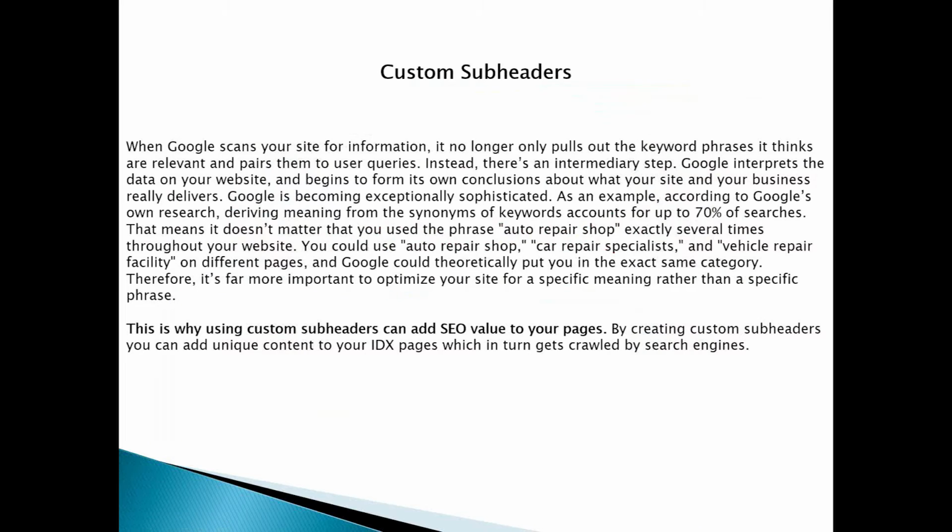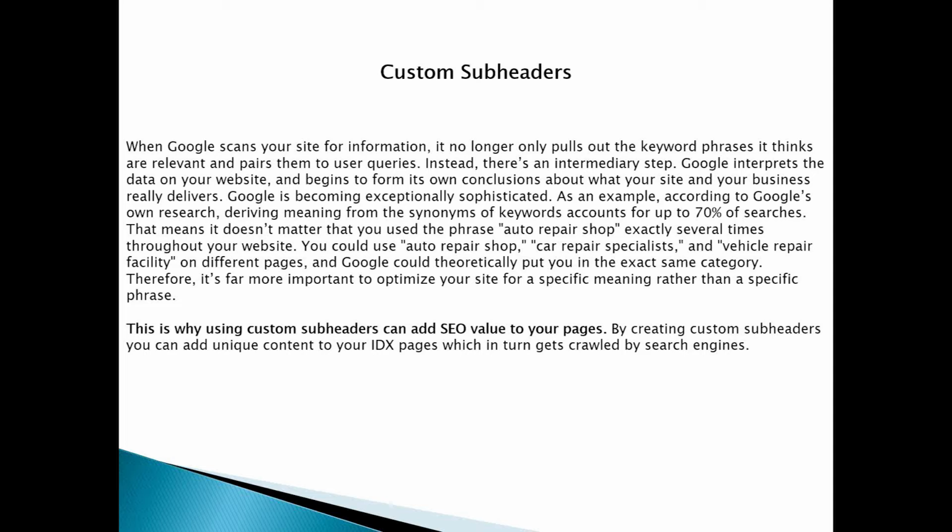Now, with custom subheaders, when Google scans your site for information, it no longer only pulls out keyword phrases it thinks are relevant and pairs them to user queries. Instead, there's an intermediary step. Google interprets the data on your website and begins to form its own conclusions about what your site and business really delivers. Google has become exceptionally sophisticated.